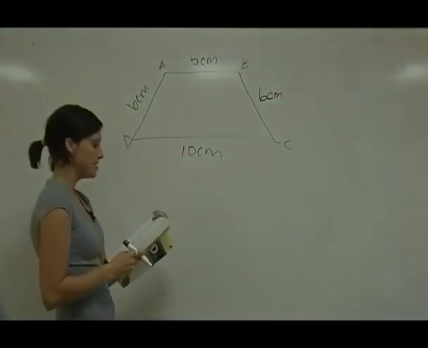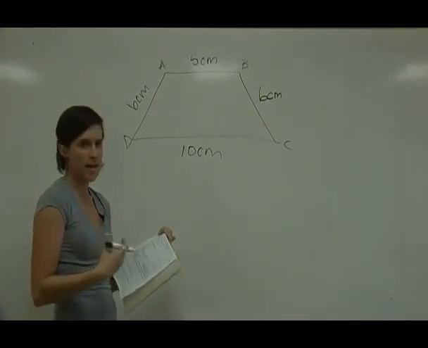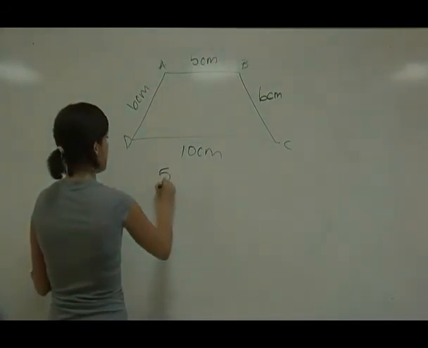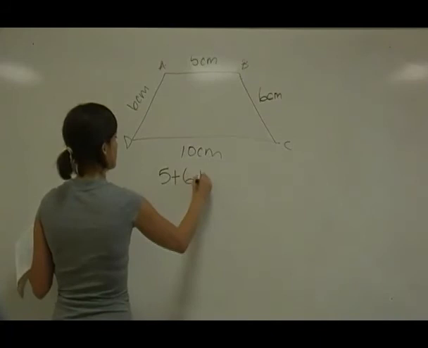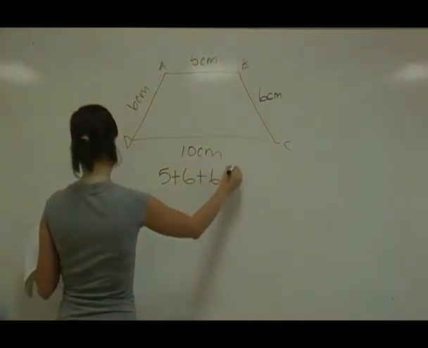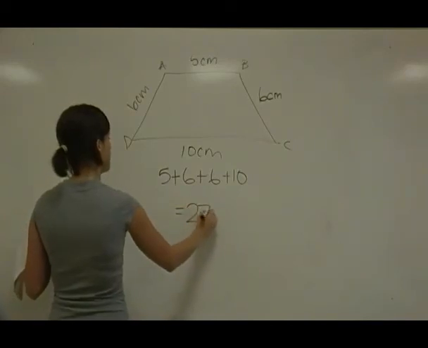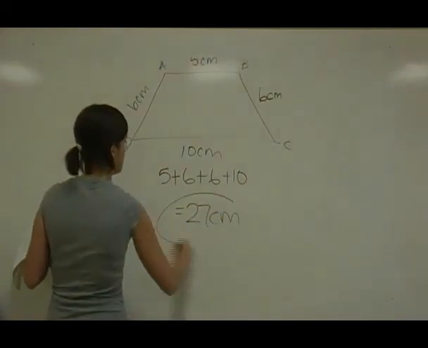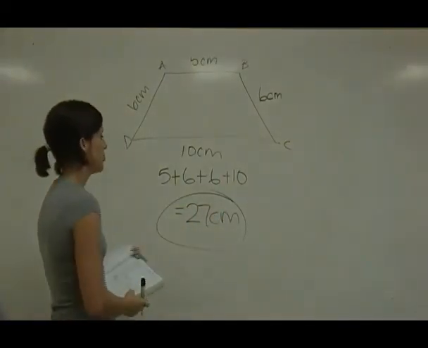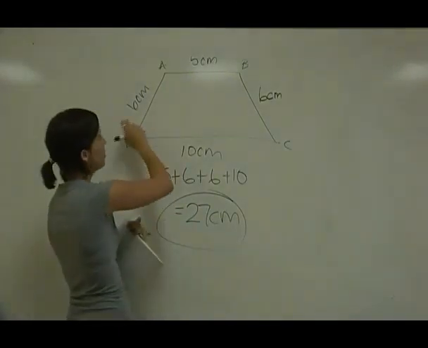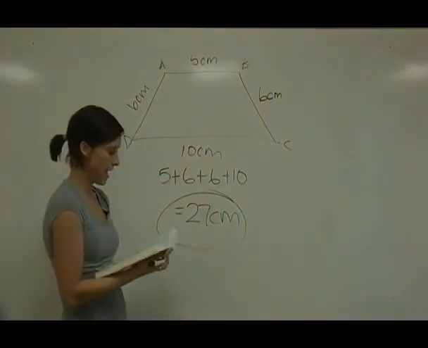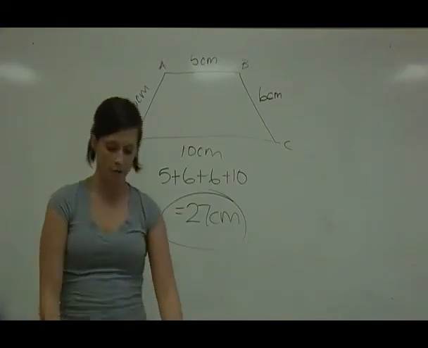Okay? Finding the perimeter is just the sum of all of the sides. So let's add them up. 5 plus 6 plus 6 plus 10, which equals 27 centimeters. So there's your answer. Perimeter is 27 centimeters, just the addition of all the sides. Okay, now that we've done with our quadrilaterals, let's move on.